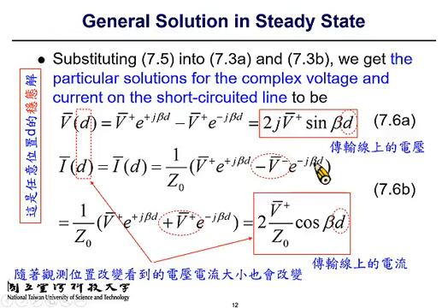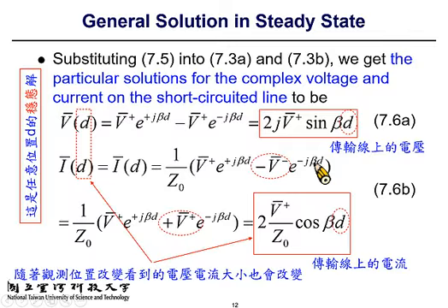Okay, let's continue our discussion about transmission line circuit with short termination. So we have already derived the general solution for short terminated transmission lines. As you can see from here, you have the total voltage and total current on the line, which are a function of the distance d.